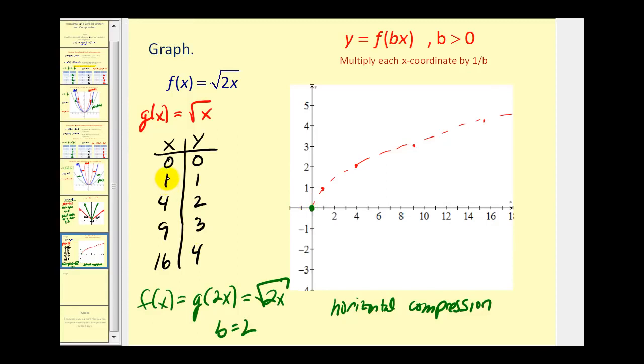The next point would be 1/2, 1. 4 divided by 2 would be 2, so we have the point 2, 2. 9 divided by 2 would be 9/2, or 4.5, 3. And then instead of 16, 4, we'll have 16 divided by 2, that'd be 8, 4. That should be enough points to make a nice graph of the transformed function in green. So this has been horizontally compressed, meaning pushed back in this direction.